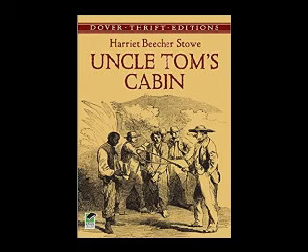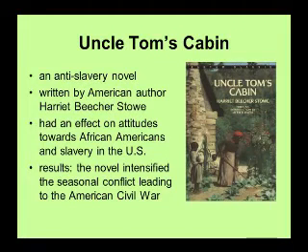In 1852, public feeling against slavery was intensified by Harriet Beecher Stowe's novel Uncle Tom's Cabin, which showed the ugly side of slavery. Now, Uncle Tom's Cabin was an anti-slavery novel. It had an effect on attitudes towards African Americans and slavery in the US. The novel intensified the sectional conflict leading to the American Civil War.